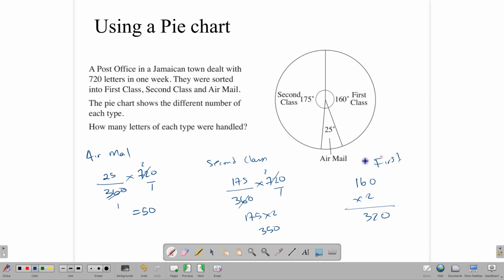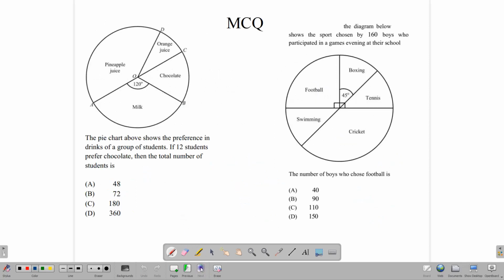So we can use our pie chart to answer questions like these by going through, by using each degree and measuring and comparing it to the number of letters, for example, in this question. There will be also questions that you will see on your multiple choice exam, such as these. So for example, here, a pie chart shows the preference in drinks in a group of students. I'll say 12 students prefer chocolate. Then what is the total number of students?